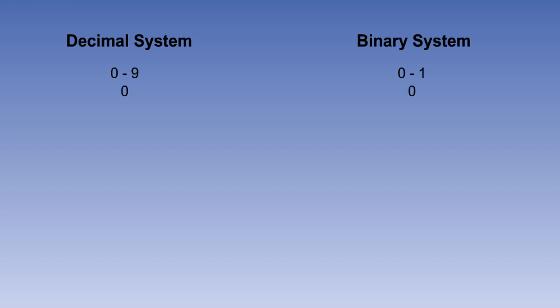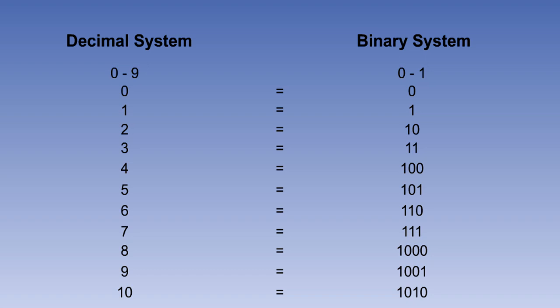Decimal 0 is equal to binary 0. And decimal 1 equals binary 1. But after that, the two systems change. Decimal 2 is represented in the binary system by 1, 0. Decimal 3 by 1, 1. And so on, as shown on the screen.